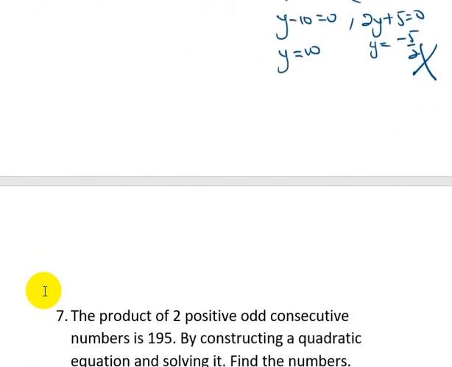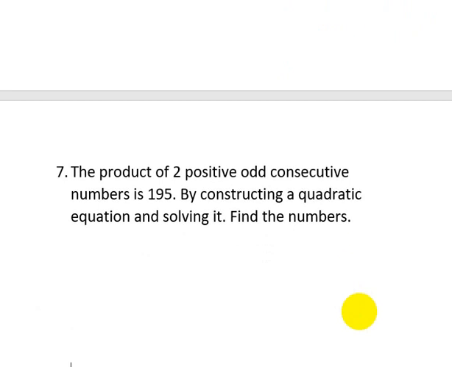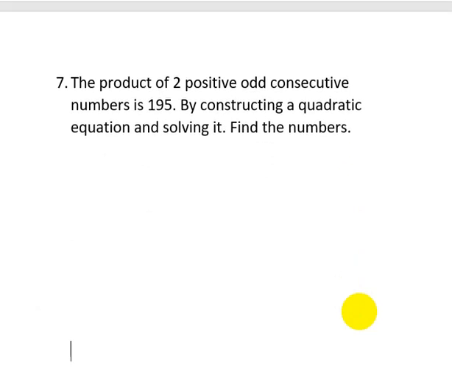The question is question 7. It says that the product of two positive odd consecutive numbers is 195. By constructing a quadratic equation and solving it, find the numbers.